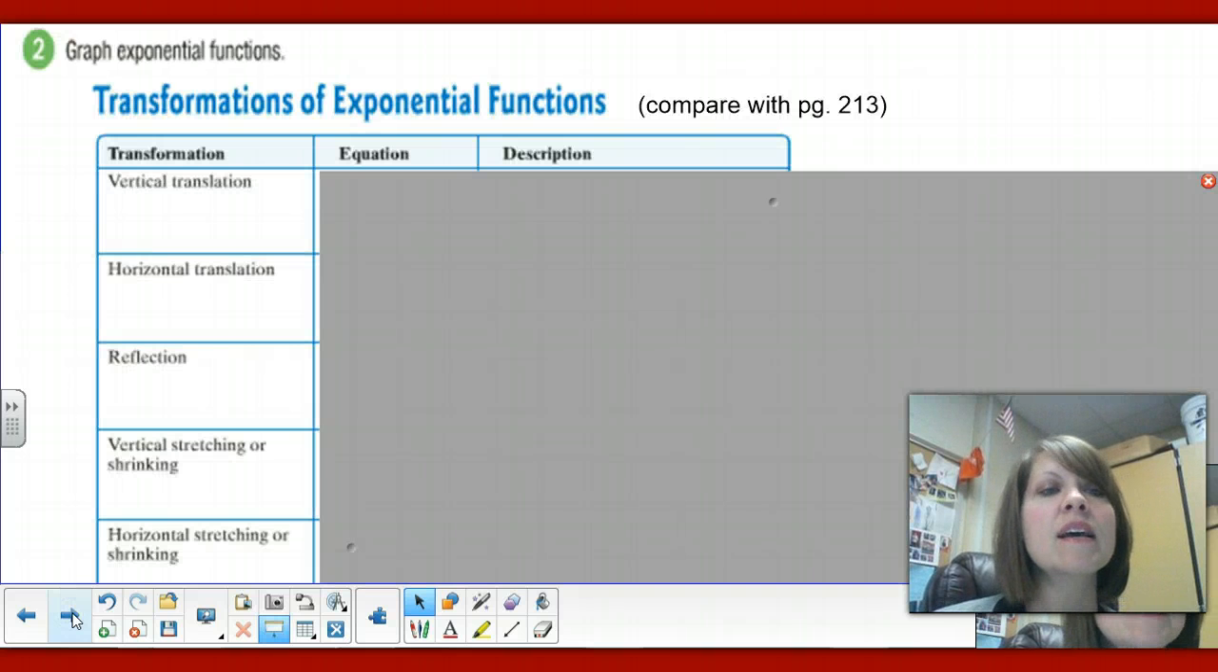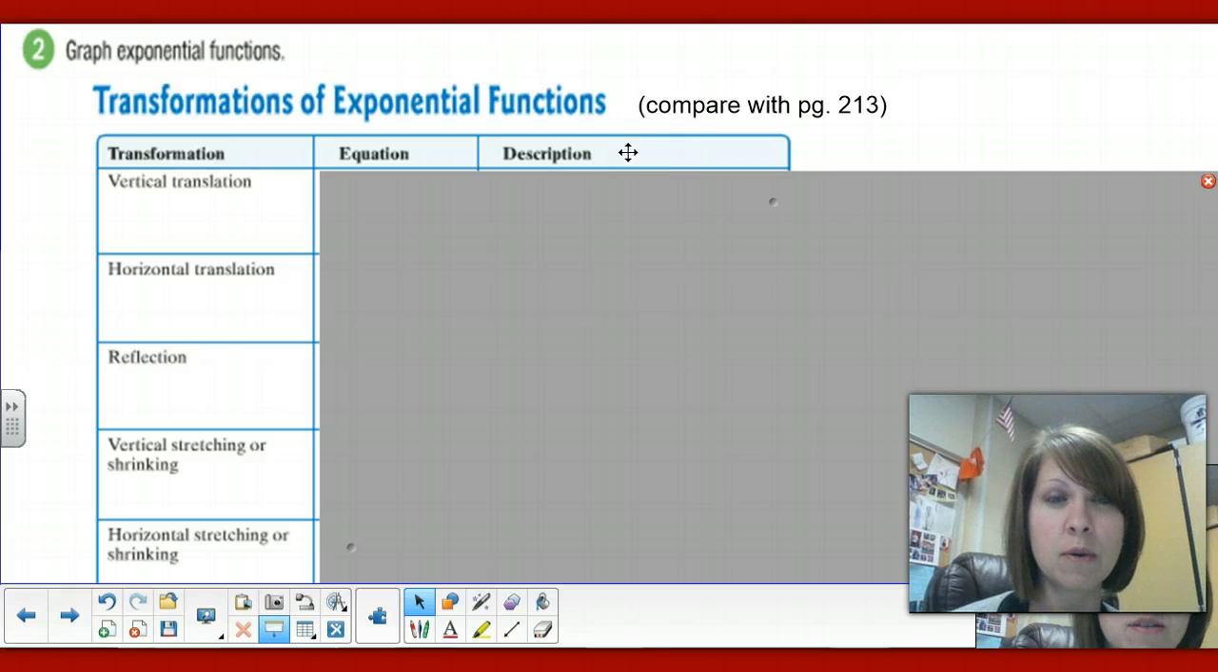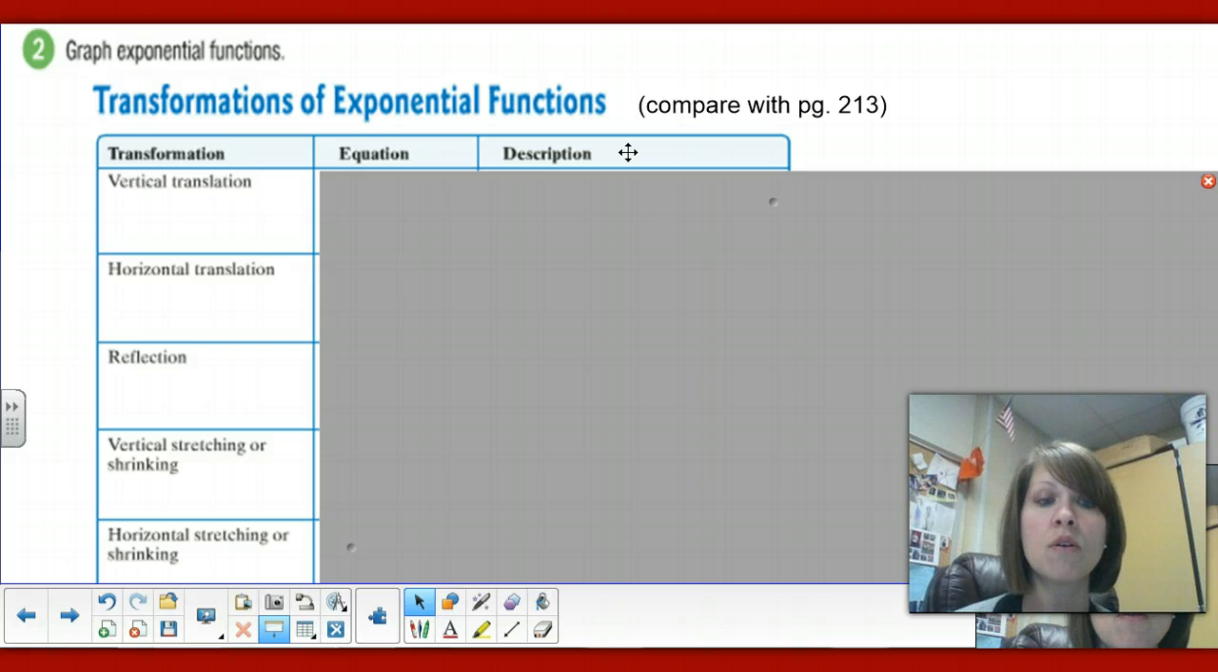All right. The second way we can graph is with transformations. We just got done talking about transformations with rational functions. We did transformations with quadratics. We looked at it back in chapter 1, which was page 213. If you compare the chart that I have here, which is in your textbook for 3.1, with the chart on page 213, it's going to look so much the same.